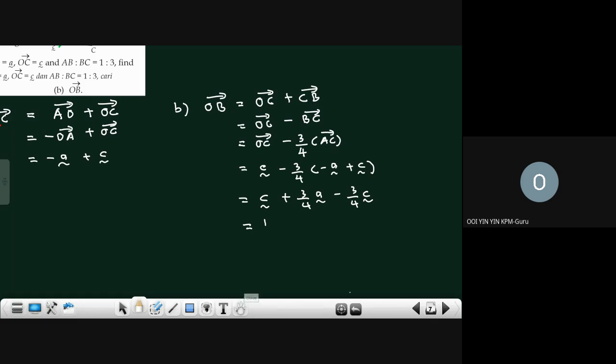I don't want to write it twice, right? I write a first, 3 over 4 a, and then 1 minus 3 over 4, you get positive 1 over 4 c. Then that is your answer. Okay, finally, we finished.